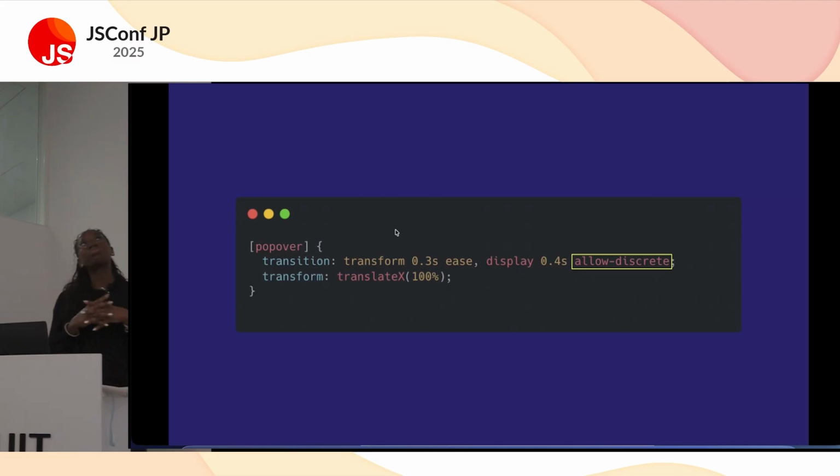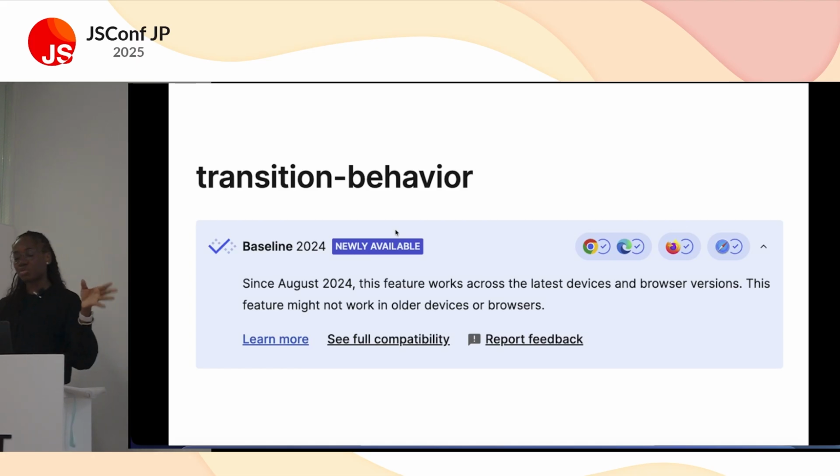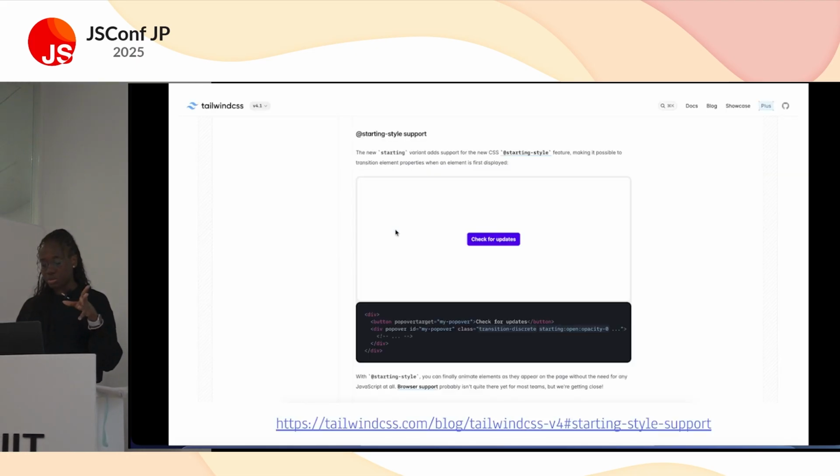Allow discrete. I have 8 minutes left. Google allow discrete. It's also really cool. You can take a picture and check it out. Transition behavior is a similar thing to starting style, where I'm saying if you're going from display none to display block, I want you to allow this discrete transition. It's basically a property that says allow this thing to move from display none to display block.